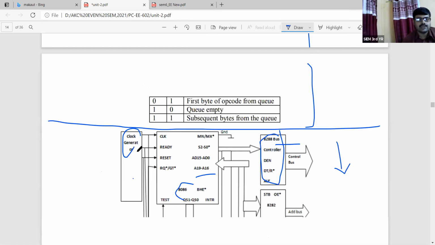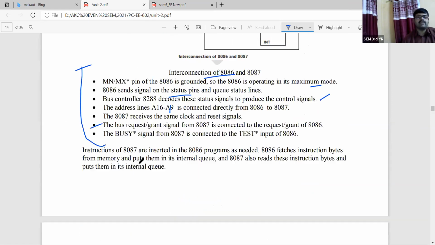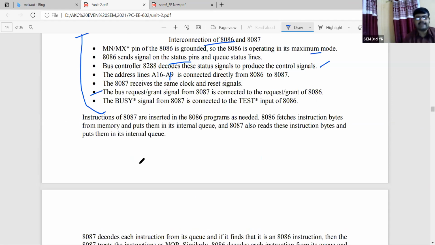In this case, if you check this point, the instructions that we are getting for the 8087 are inserted in the 8086 program as needed, depending upon the instruction and the different sets of operation. 8086 fetches instruction bytes from memory and puts them in its internal queue, and 8087 also reads these instruction bytes and puts them in its internal queue.